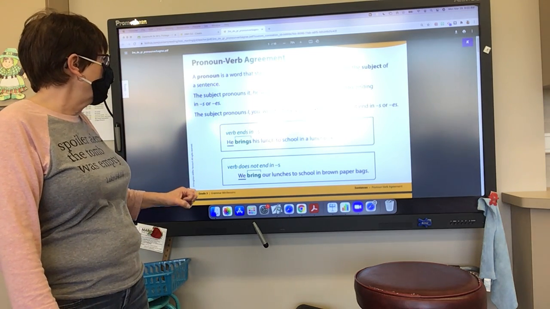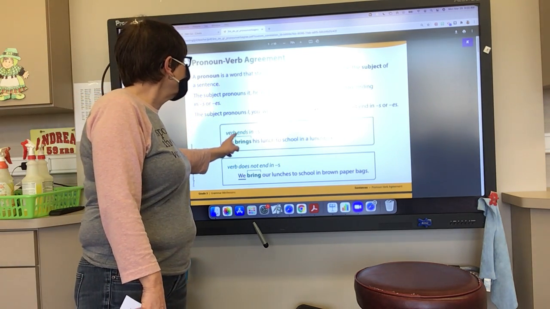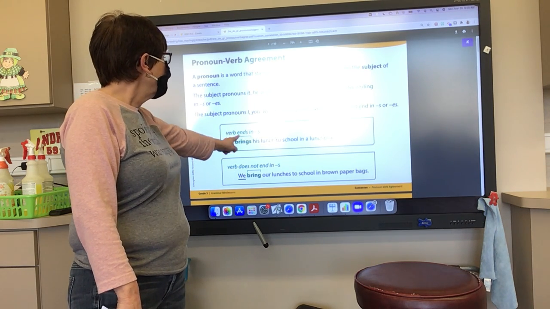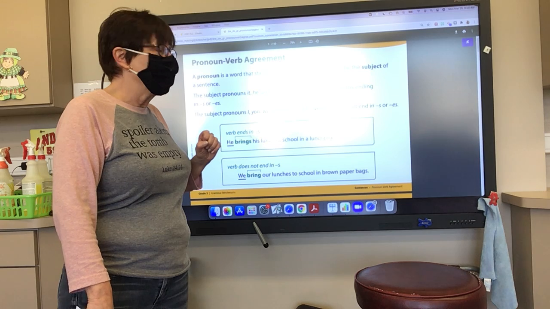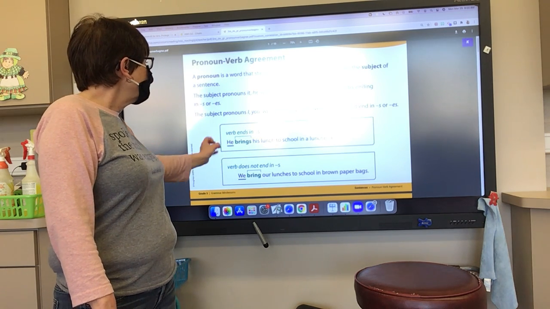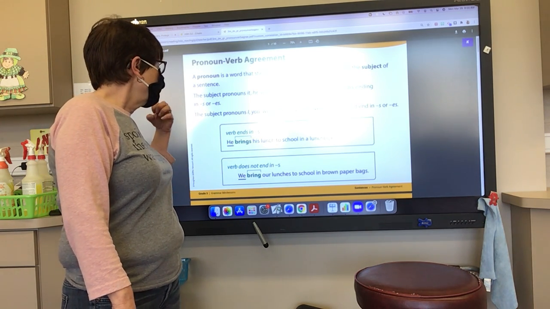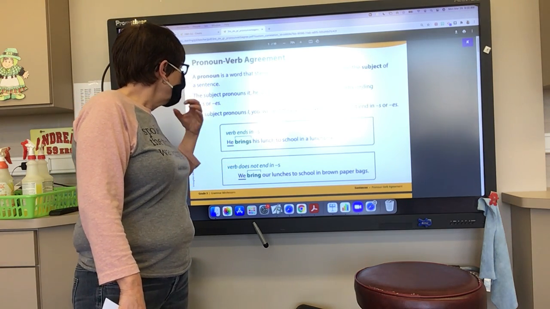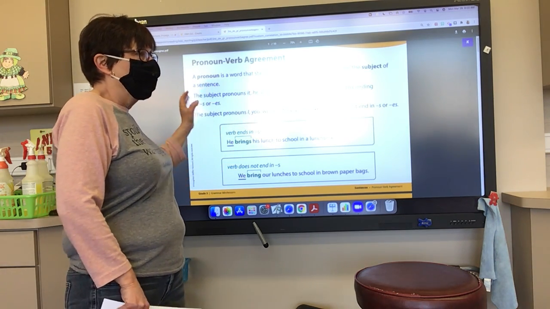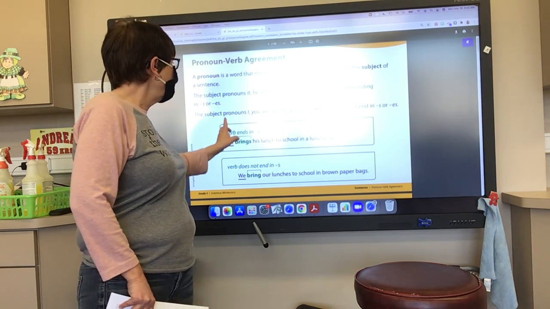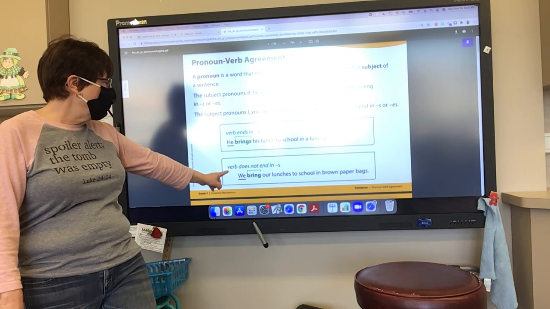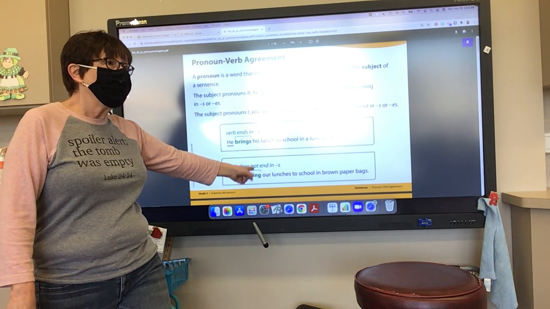And here's some examples. He brings his lunch to school in a lunchbox. So he needs the s on the end of our verb. A verb that does not end in s would be when we use the pronoun we. We bring our lunches to school. So I tried to think of it as we have a singular pronoun with a verb that ends in s. We have a plural pronoun, we, and our verb does not end in s.